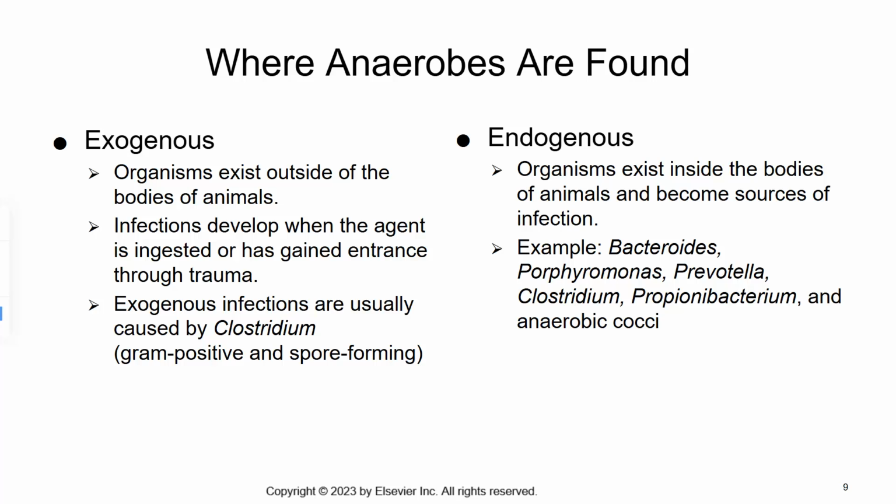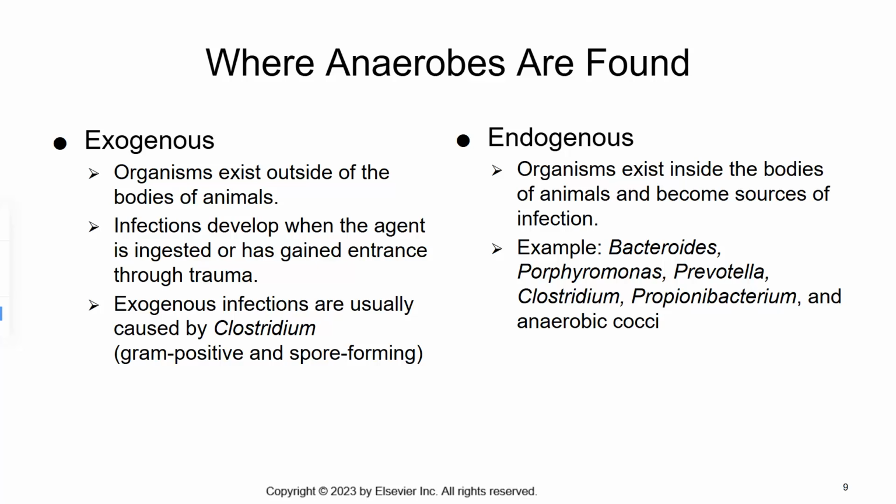Anaerobes can be exogenous or endogenous. Exogenous organisms exist outside of the bodies of animals. Infections develop when the agent is ingested or has gained entrance through trauma. Exogenous infections are usually caused by Clostridium species. Clostridium species are gram-positive and spore-forming.